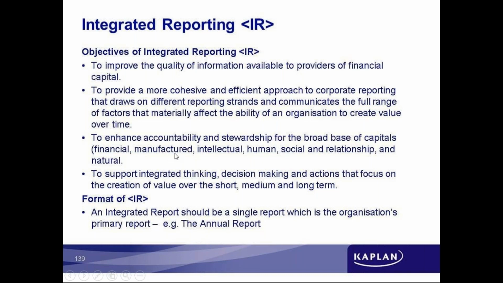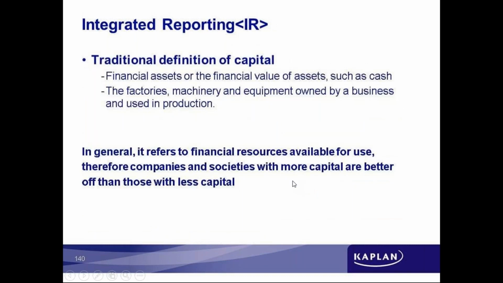So IR talks about financial, manufactured, intellectual, human, social and relationship, and natural, 6 different types of capital. Also to support integrated thinking, decision making and actions that focus on the creation of value over short, medium and longer term. So these capitals are basically... the traditional way of looking at capital is the financial value of assets such as cash, and the factories, machinery and equipment owned by business and used in production. So basically, the financial resources available for use.